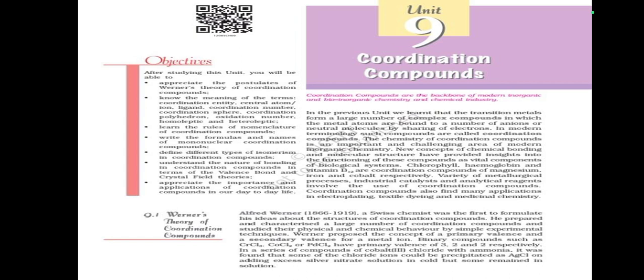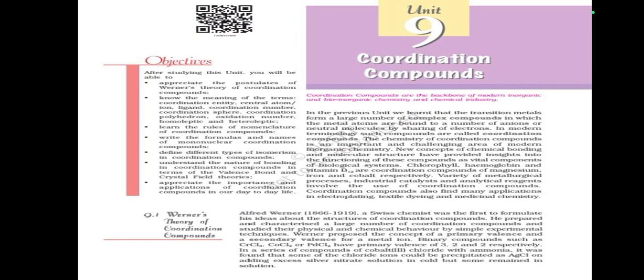Werner's theory of coordination compounds. Alfred Werner, 1866 to 1919, a Swiss chemist, was the first to formulate his ideas about the structures of coordination compounds. He prepared and characterized a large number of coordination compounds and studied their physical and chemical behavior by simple experimental techniques.